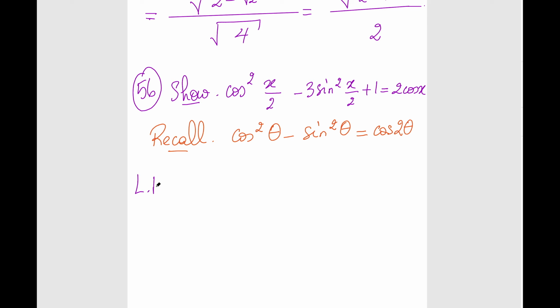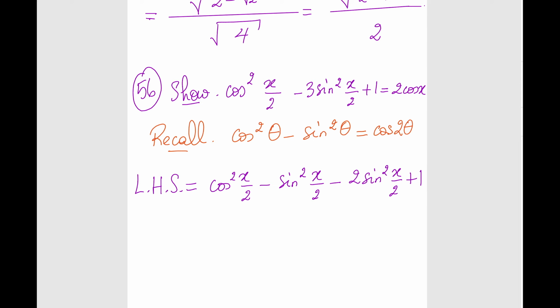The left-hand side is equal to cosine squared of x over 2 minus sine squared of x over 2 minus 2 sine squared of x over 2 plus 1. Why is that? What did I do? I split the minus 3 as minus 1 and minus 2. If you go back, you see it: minus 1 sine squared of x over 2 minus 2 sine squared of x over 2. This is still minus 3 sine squared of x over 2. Okay?